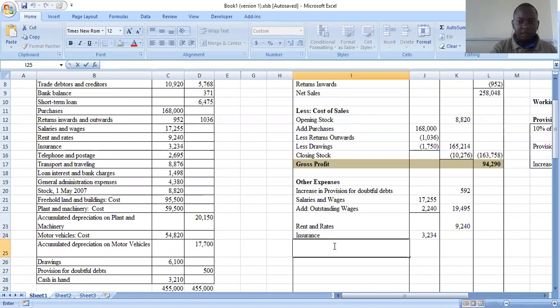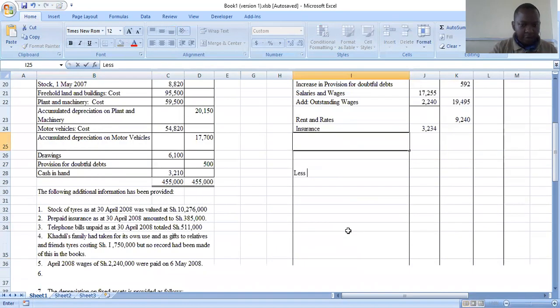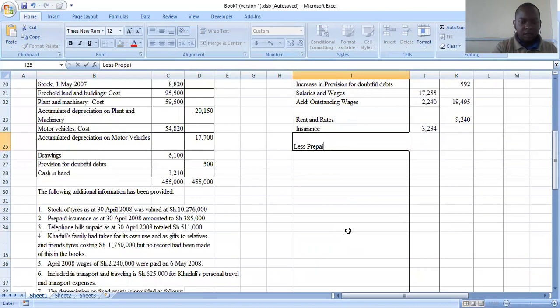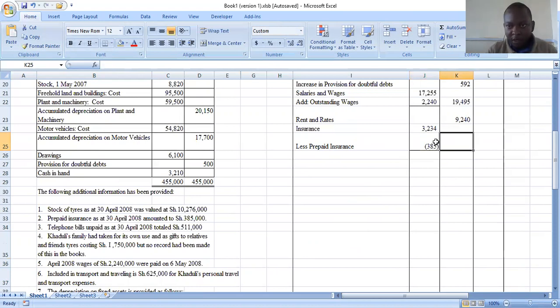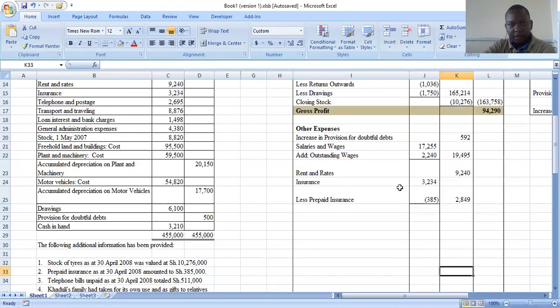Then we less prepaid insurance, which is equal to 385 million. So minus 385, which will give us, so now our insurance will therefore be equal to 3234 minus 385. That is 2849. Sawa sawa? Okay. Then we move on to the other expense, that is transport and traveling.